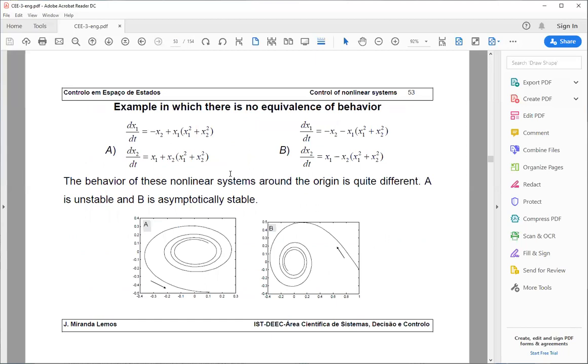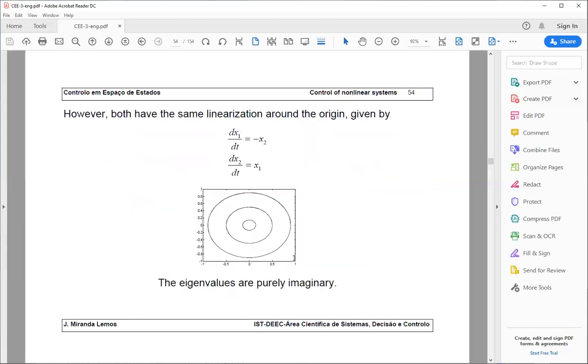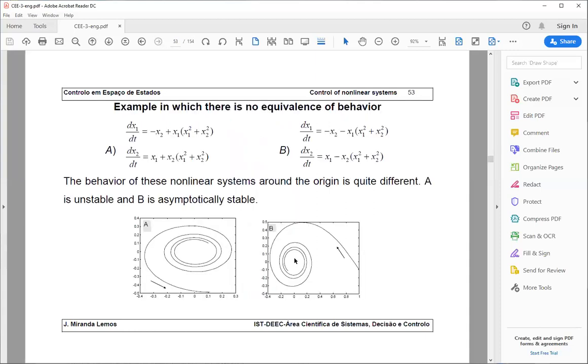Let me give you one example. We have these two nonlinear systems, system A and system B, and you can see that system A is unstable and system B is asymptotically stable. You can look at the trajectories of the asymptotically stable system spiraling towards the point (0, 0). Now, both these systems have the same linearization around the origin, and this is given by this linearized model. And if you compute the eigenvalues, you get a pair of imaginary values. So this is the situation in which, from the linearized system, you cannot say anything about the nonlinear system. Indeed, in this case, you had two different nonlinear systems, one asymptotically stable and the other unstable.